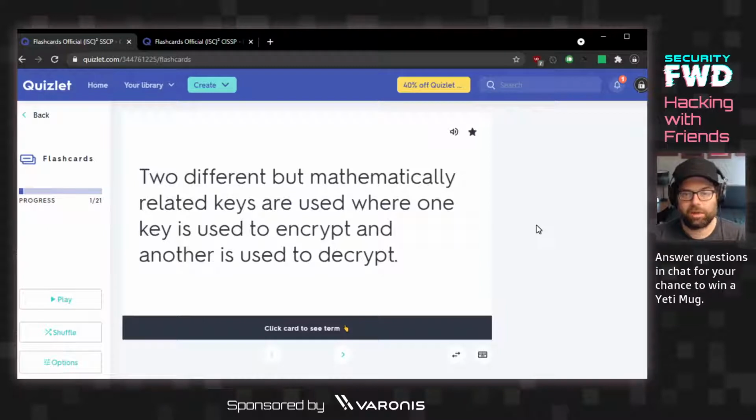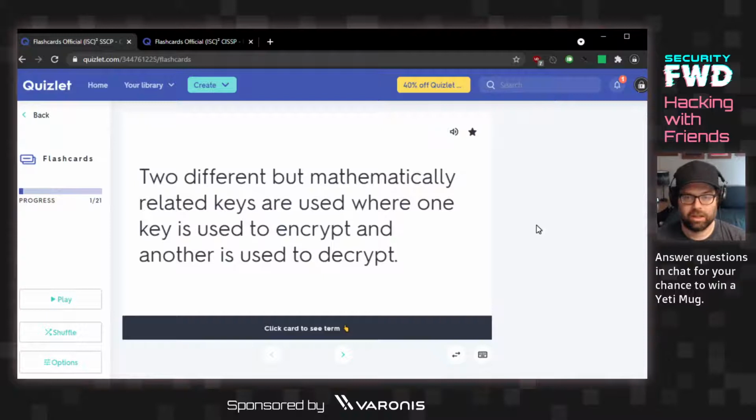All right, here we go. Two different but mathematically related keys are used, where one key is used to encrypt and another is used to decrypt. Like always, try to get people to answer in chat, try to have a discussion. A lot of what is on the test is teasing out the nuance between two different things. And then they just ask you a question and you have to keep dialing down into that nuance.